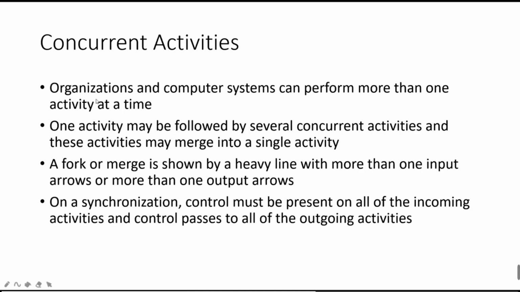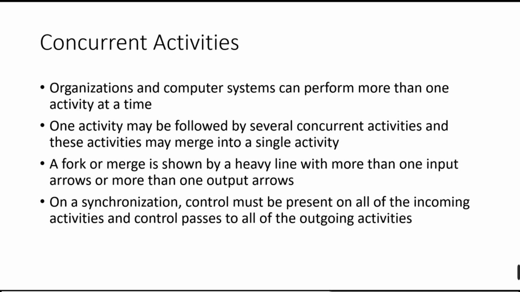And concurrent activities. Organizations and computer systems can perform more than one activity at a time. It means that for the system software we want to build, especially for computer systems, sometimes it is a distributed system. A distributed system can perform different activities concurrently. So when we are building activity diagrams, we should consider the concurrency among different activities.